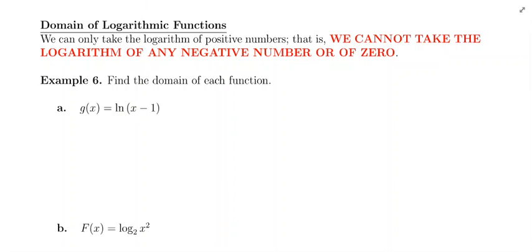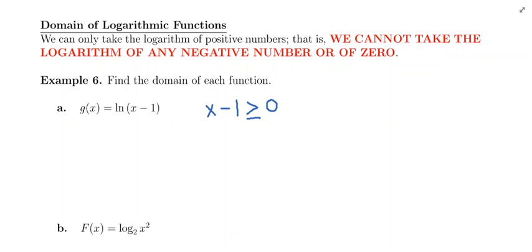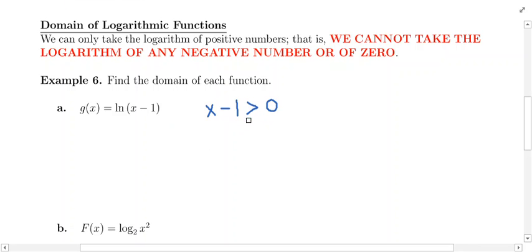So what to do is take the quantity that you're taking the logarithm of. Here it's x minus 1. You're going to set it strictly greater than 0. Not greater than or equal to, just greater than. If you put greater than or equal to, you're allowing that quantity to be 0, and you can't take the logarithm of 0. So you have to take what's inside and set it strictly greater than 0 and solve. We're going to solve this for x.